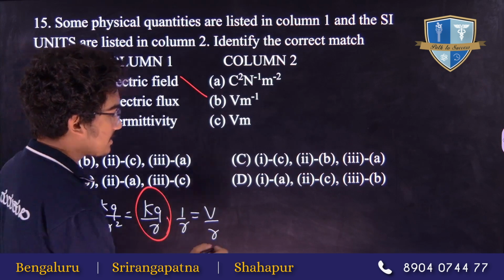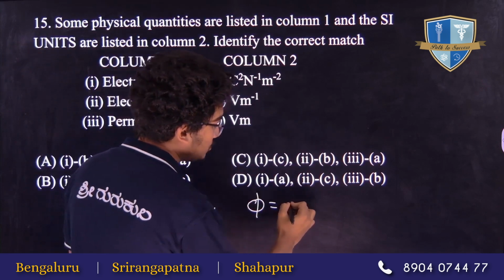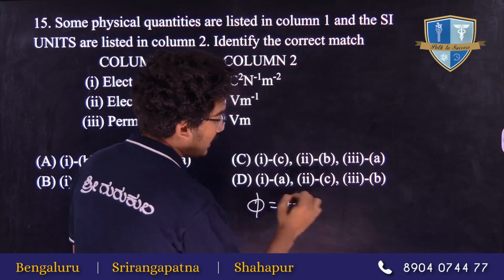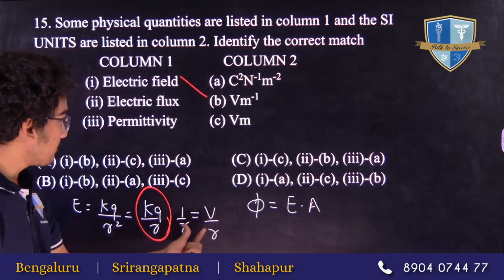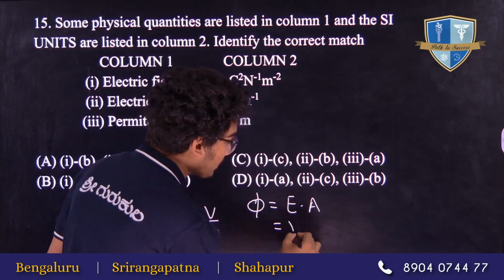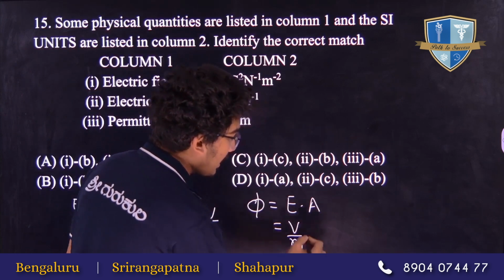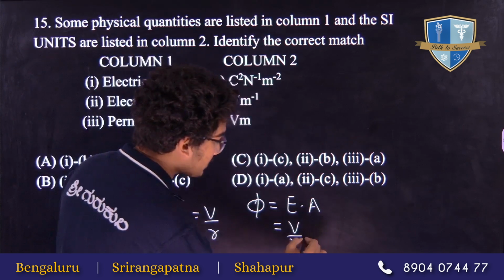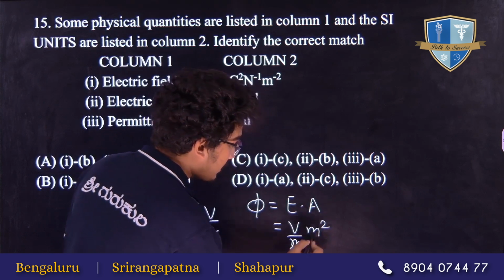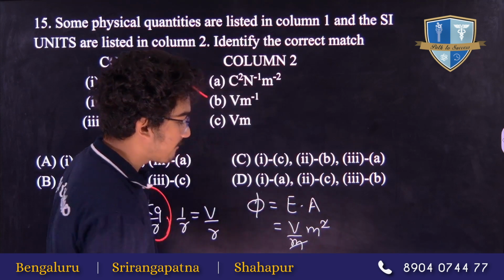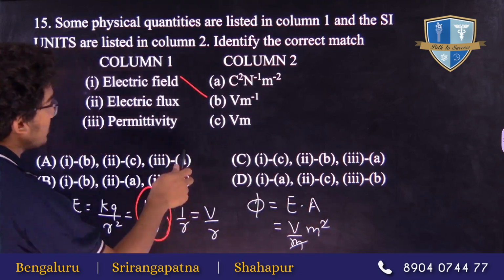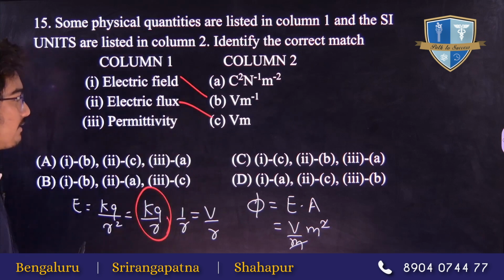Now electric flux. The electric flux formula: phi is equal to electric field into area. The electric field unit we just now calculated is volt per meter, correct? And the unit for area will be meter square. So meter and meter will cancel out. So the unit for electric flux will be volt meter. So the correct option will be C. So we'll match second with C.